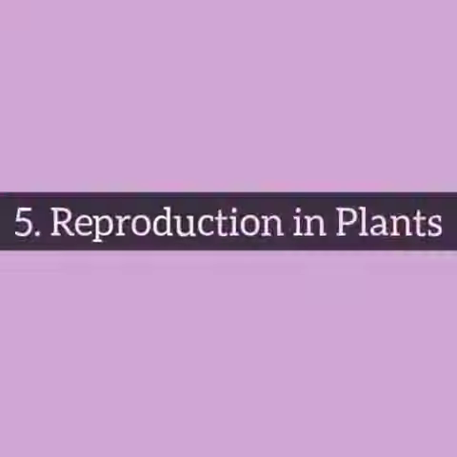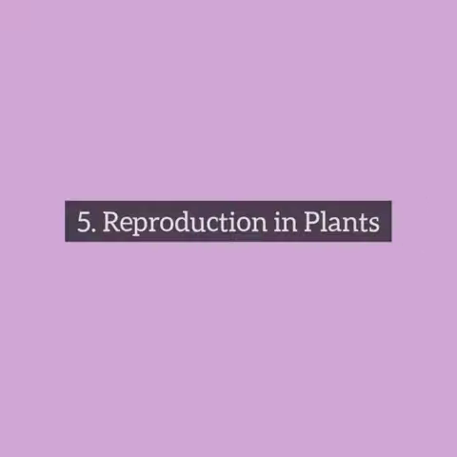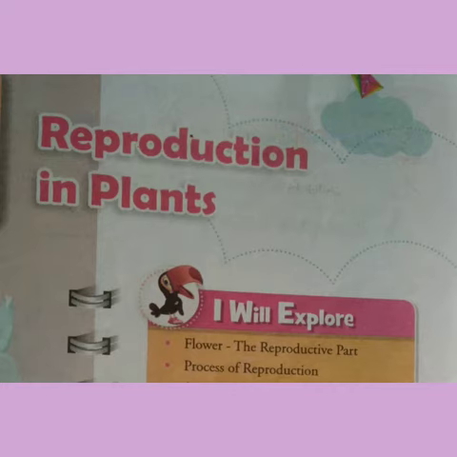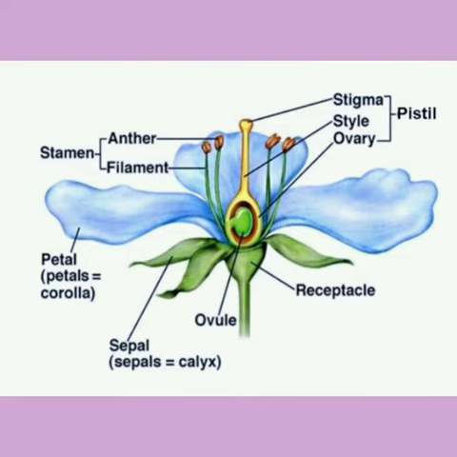Hello students, today we are going to start chapter number 5, reproduction in plants. Reproduction is a process by which a living thing produces more of its own kind. In this video, we are going to explore flower, the reproductive part in the process of reproduction. Flowers are the reproductive parts of plants.